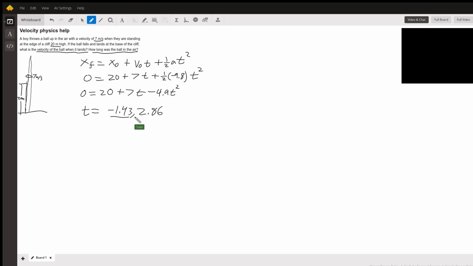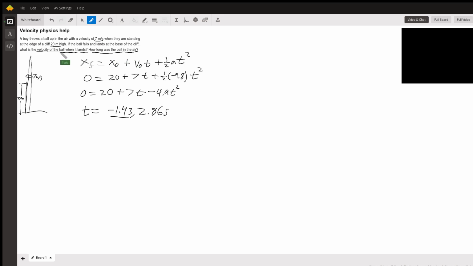We're interested in this positive value, which says along this trajectory, starting from this point and moving forward, we have 2.86 seconds before it hits the ground, which is the second part. How long was the ball in the air?